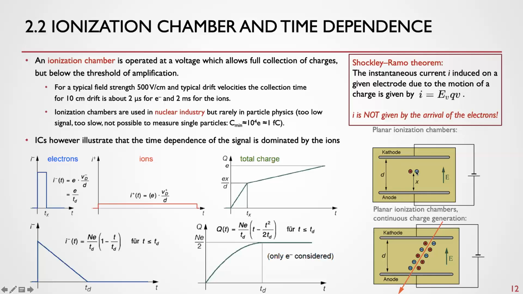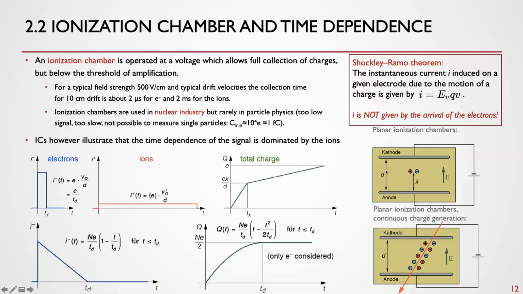So let's say the drift velocity of electrons and ions differs by a large factor. That's the first thing we say. The second thing we say is the mobility of the electrons is much higher. Then the current that we measure is constant until the electron hits the anode, and then it is over. Once the electron hits the anode, the current associated with the electron has flown.